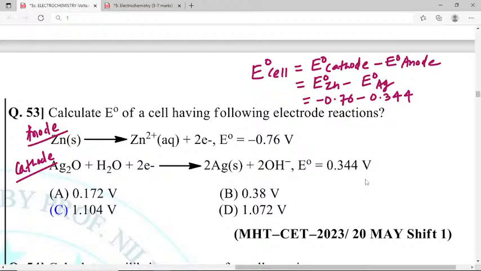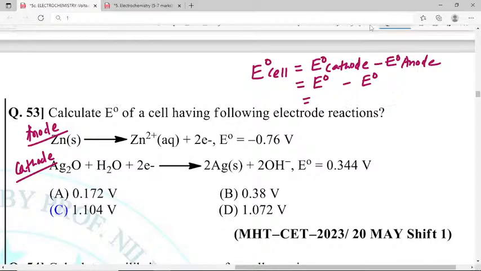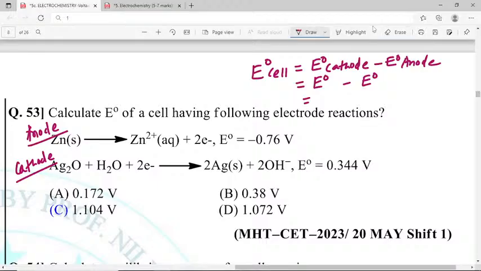Okay, E naught cell is cathode minus anode. Okay, one thing went wrong here. The selection went wrong while taking it. So cathode and anode, pay attention here. What is the cathode here? Silver. So this is silver. Anode as the zinc, right? So zinc.